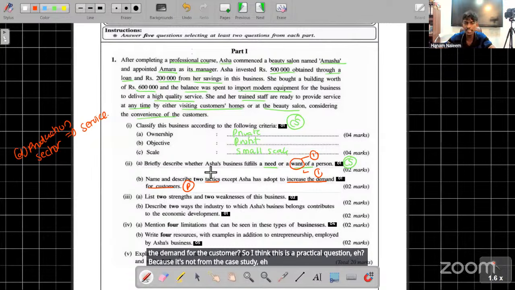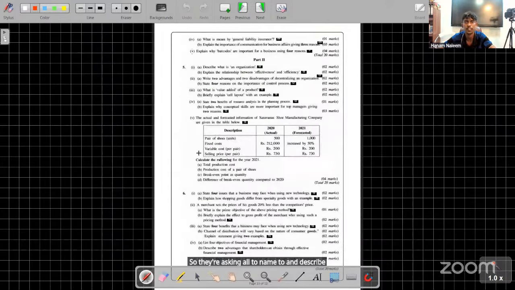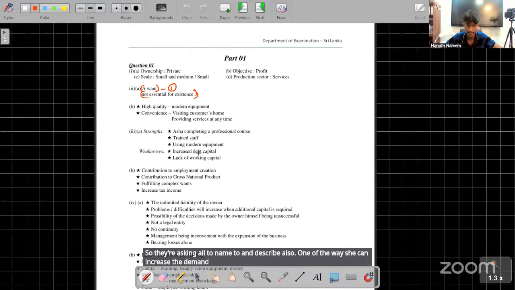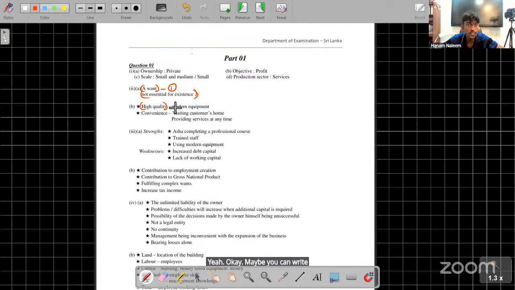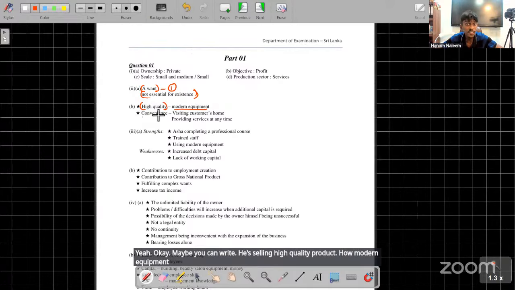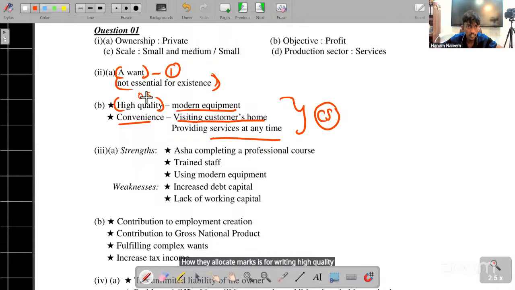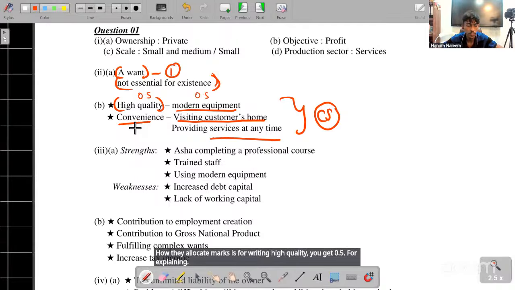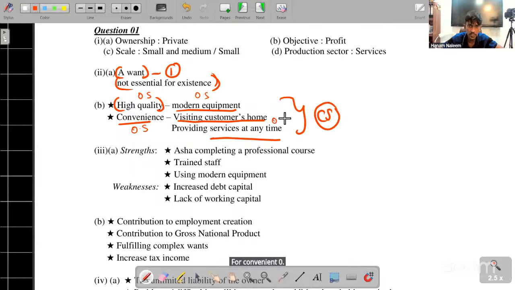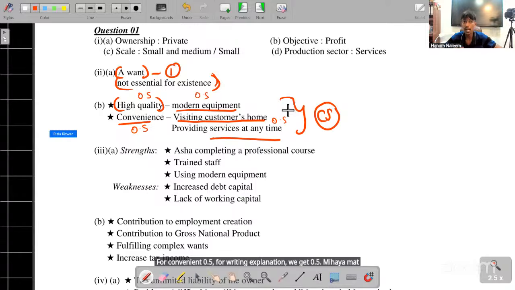So what are the ways she can increase the demand for her product? They're asking to name two and describe also. Maybe you can write she is selling a high quality product, using modern equipment. Convenience of the customers: she is going to the customer's home, visiting door to door and providing services anytime. So I think they have taken the answer from the case study, not a practical answer. Sorry. Then careful how they allocate marks: for writing high quality you get 0.5, for explaining you get 0.5, for convenience 0.5, for writing the explanation you get 0.5. This is how the marks are allocated.